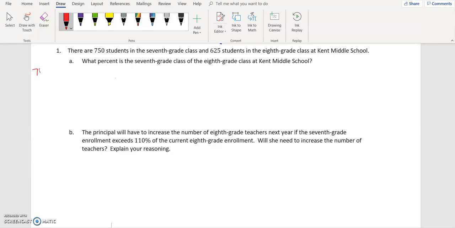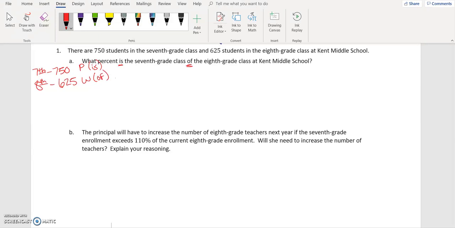So I like to come over here and just say 7th is going to be 750, 8th is going to be 625. And we're looking for what percent. The word "is" tells me that the 7th grade is my part. "Of" tells me that the 8th grade class is going to be the whole. Of is the key word here.